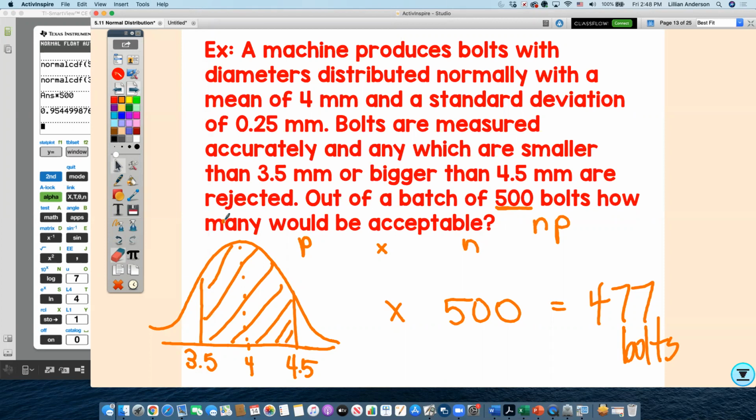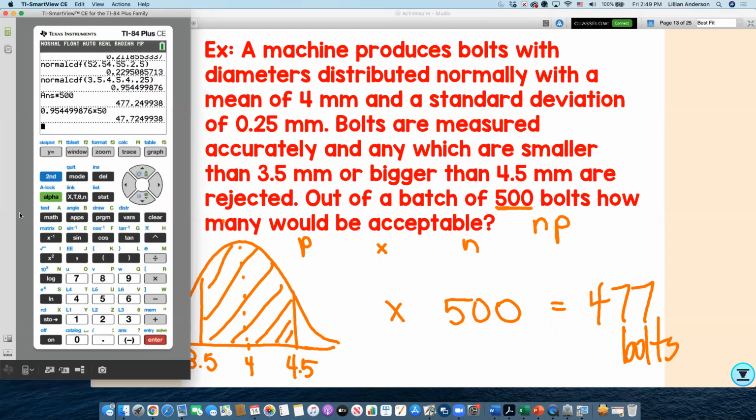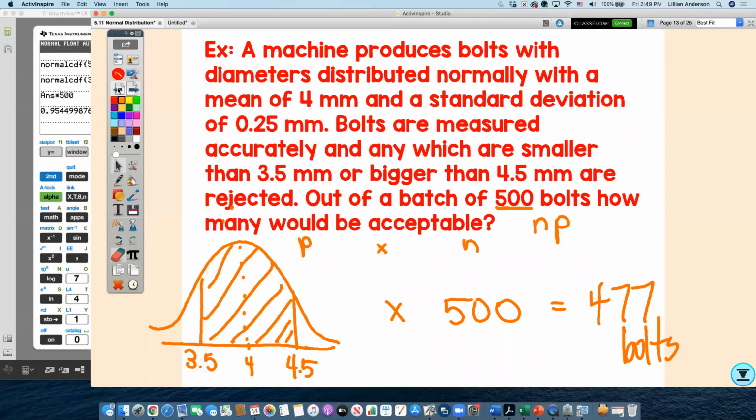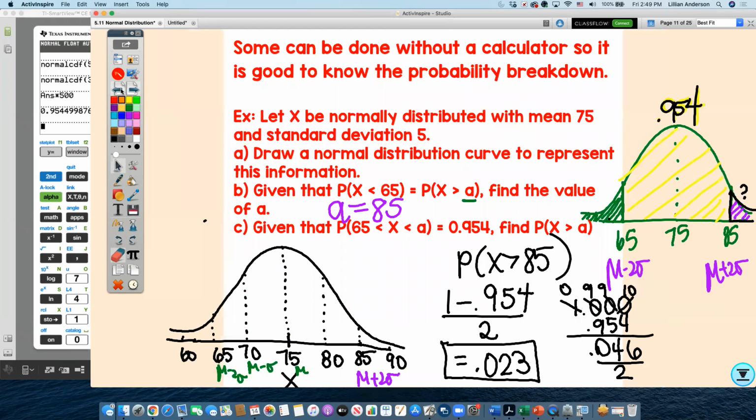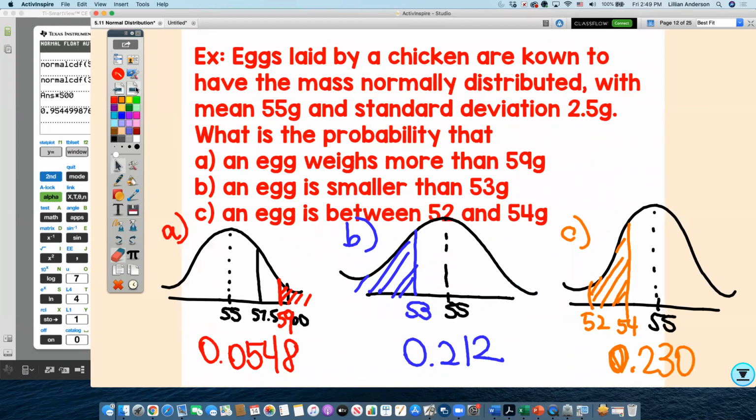We use normal CDF to find what? Anytime I use normal CDF, I was finding a what? Well, it's for continuous variables, but the value of like 0.954 was a probability. Normal CDF finds a probability. The probability of an egg being more than 59 grams. The probability of X being greater than 85. The probability of an event happening. You use normal CDF.